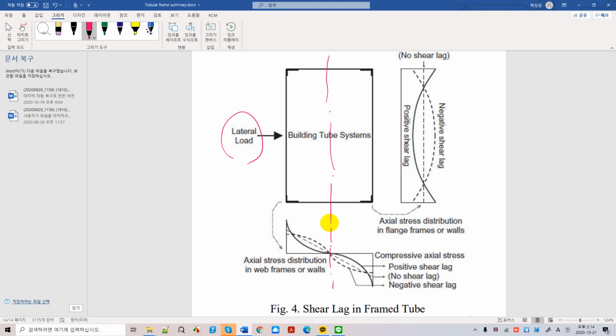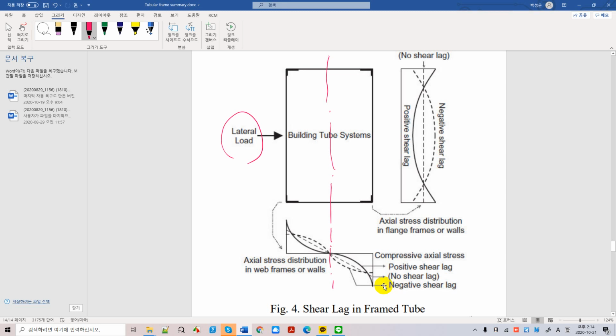You put lateral load in those directions. And if you have a shear lag, then you have positive shear lag for this line and negative shear lag for this line. So this is the actual stress distribution in flange frames or flange walls, one of these. And same here, actual stress distribution in web frames or walls, one of these, depending on the shear strength of the spandrel girders and spandrel beams.